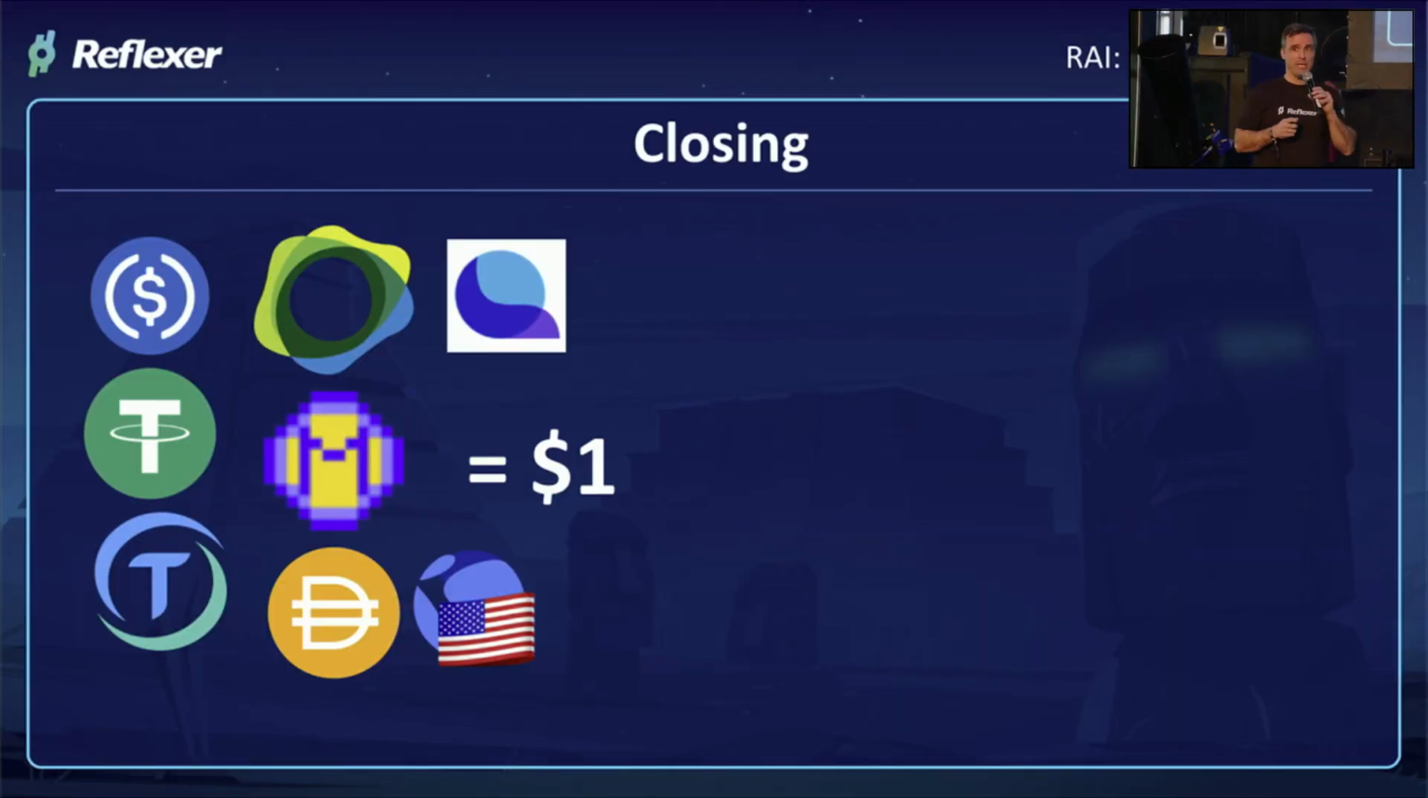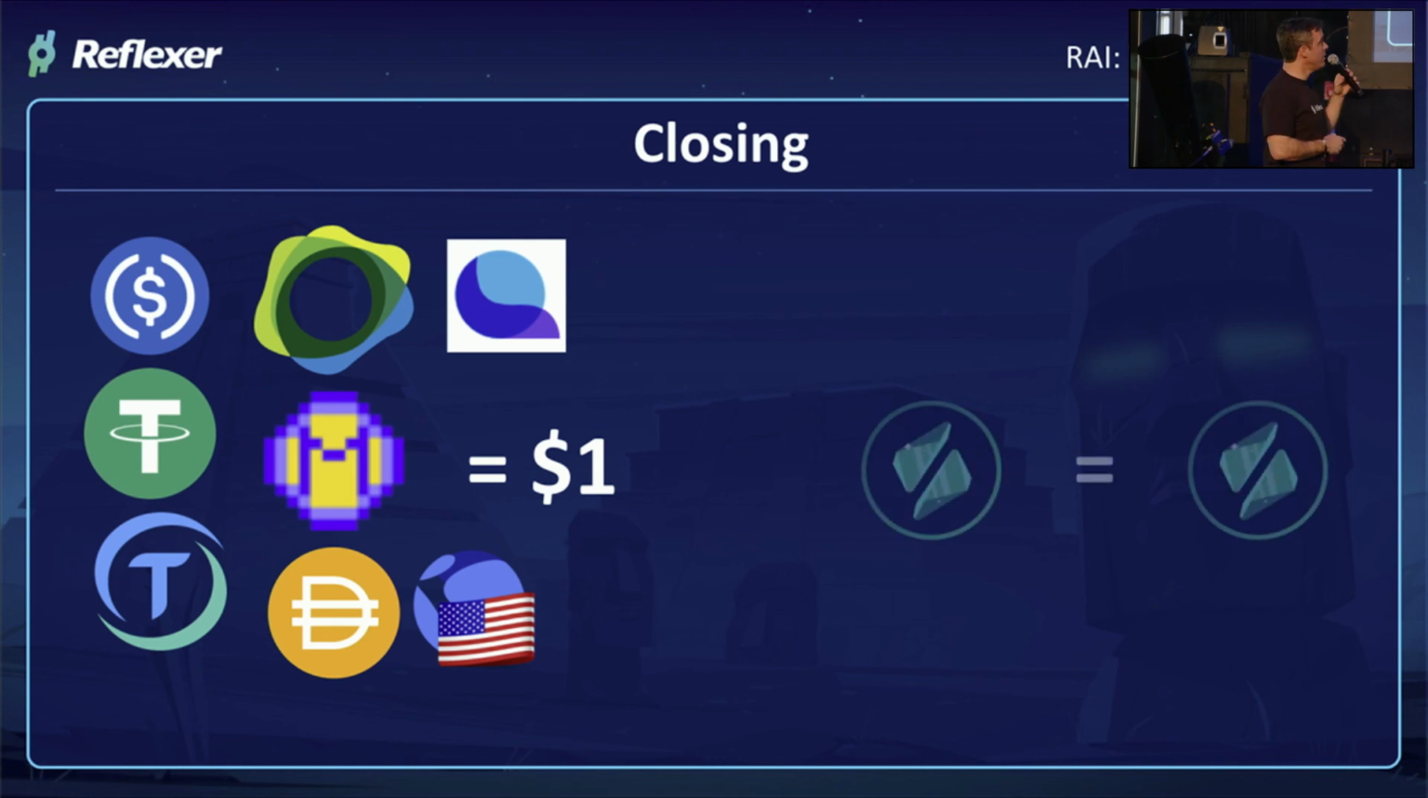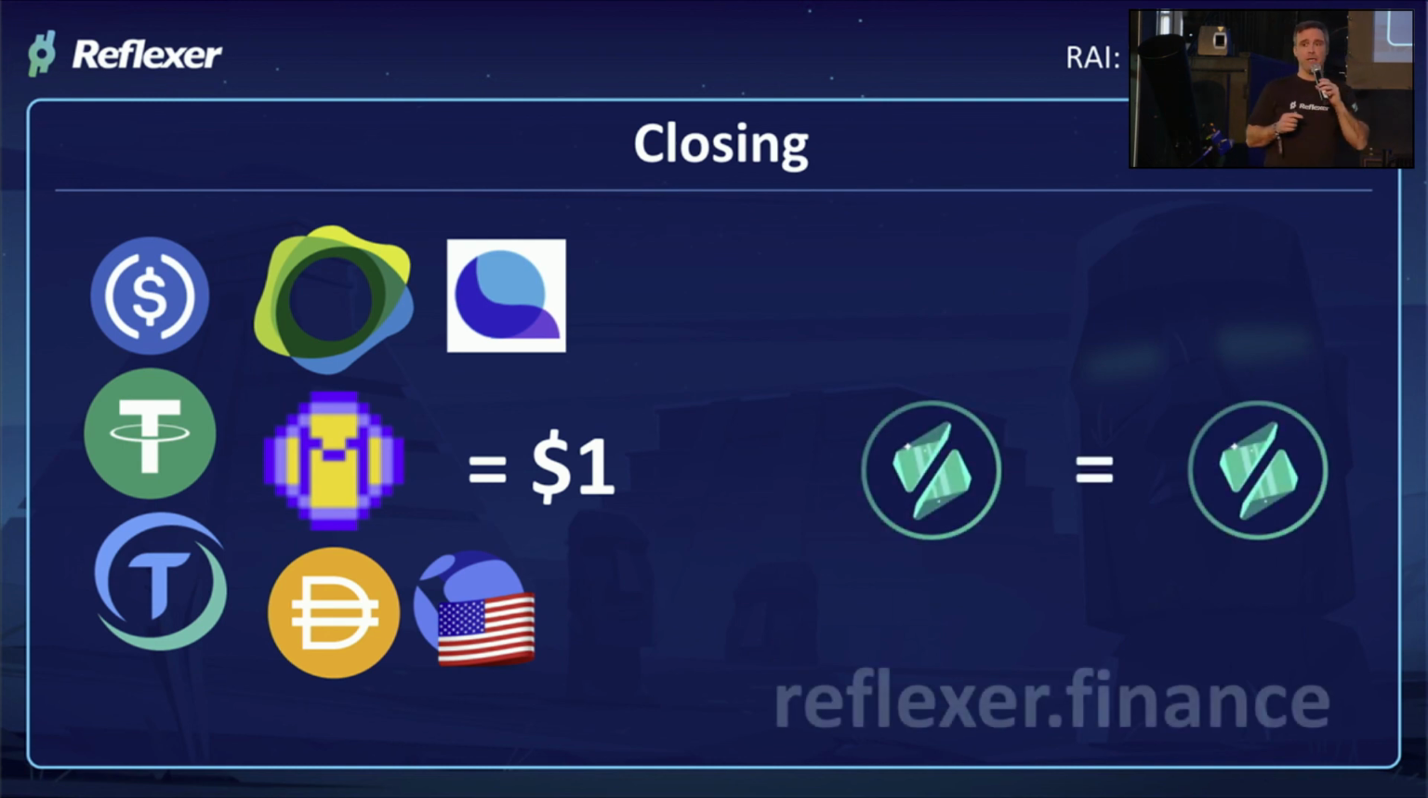Okay, so in closing, all of these on the left, these are dollar-pegged coins. They are equal to $1 always. That's the redemption value. But 1 RAI is equal to 1 RAI.